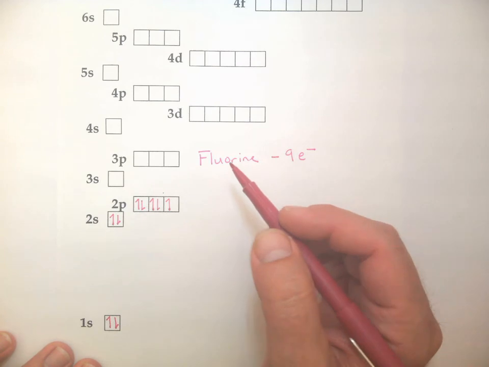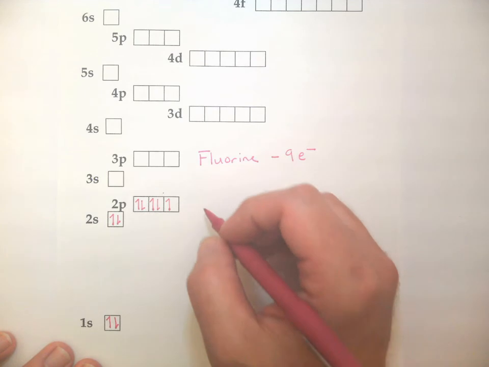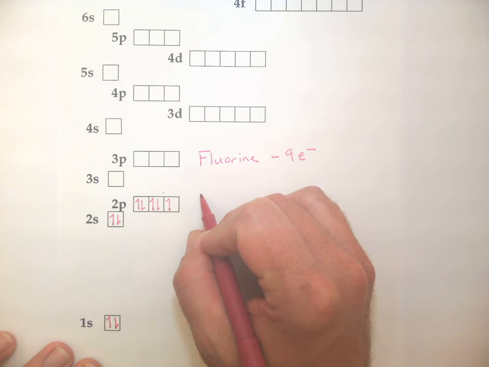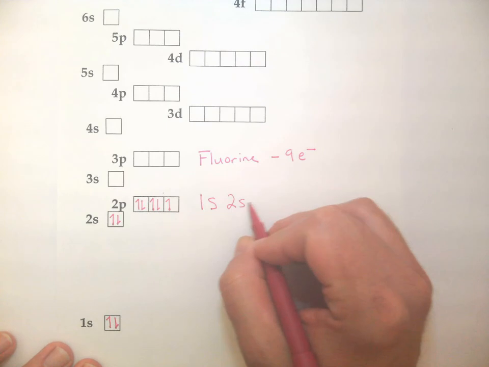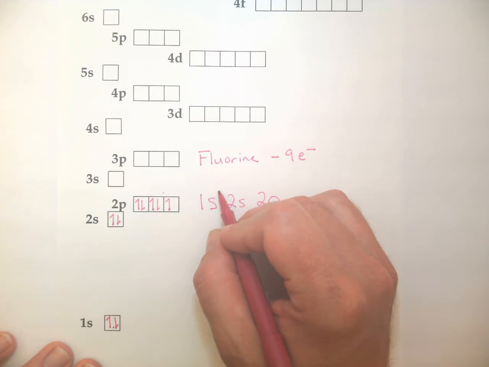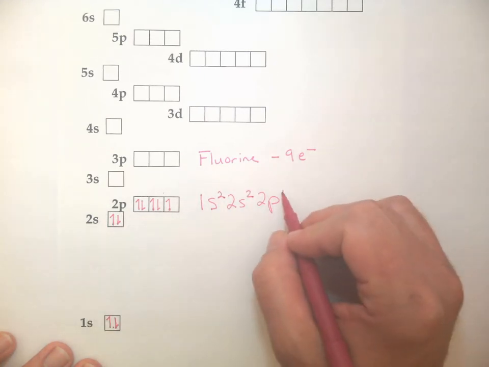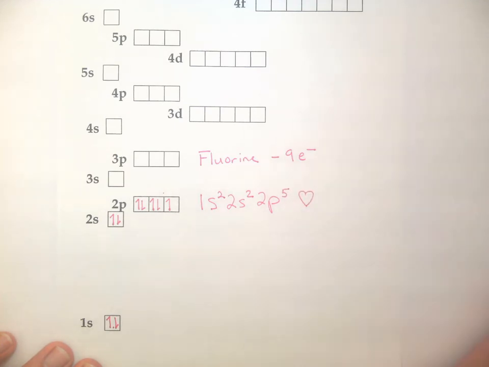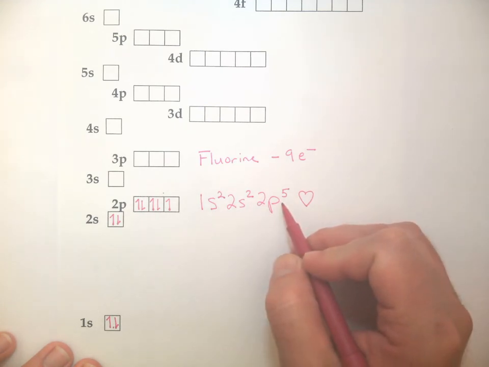And so, following the 3 rules, fluorine's configuration looks like this. And we can write it out in sort of a line form. The written configuration is just a list of the orbitals and how many electrons are actually in each orbital. So for fluorine, in the 1s, there are 2 electrons. In the 2s, there are 2 electrons. In the 2p, there are 5 electrons. And that is our electron configuration for fluorine. It represents where all 9 electrons are. 2 in there, and 5 in there.